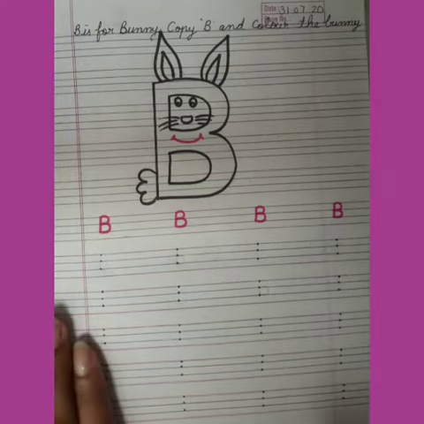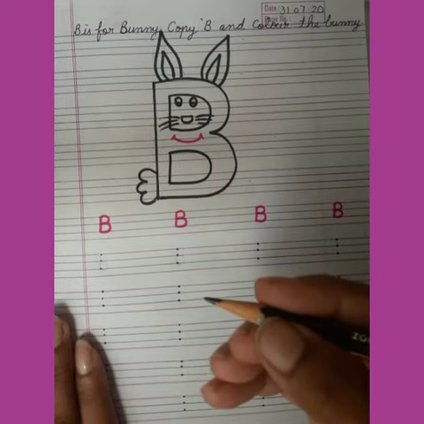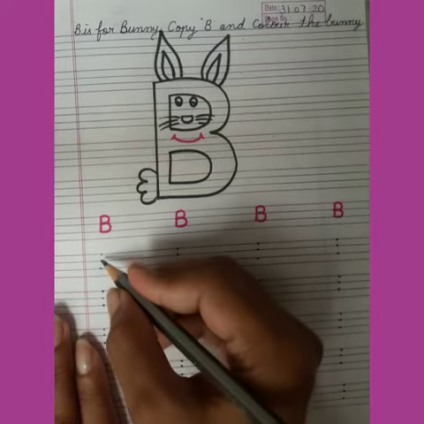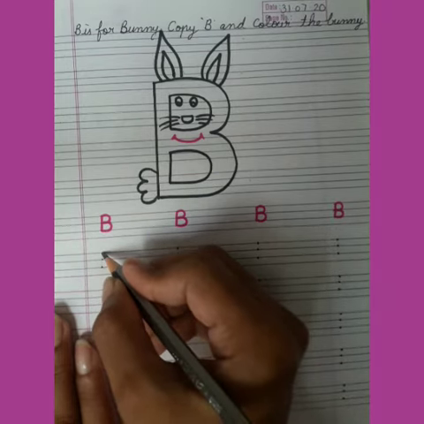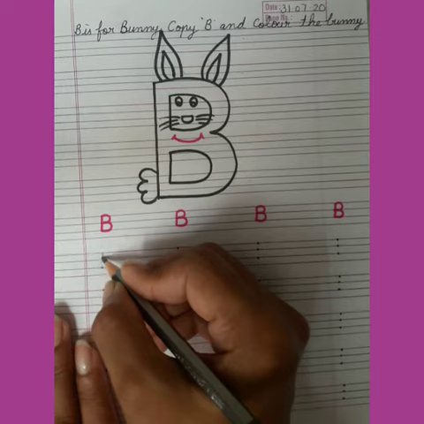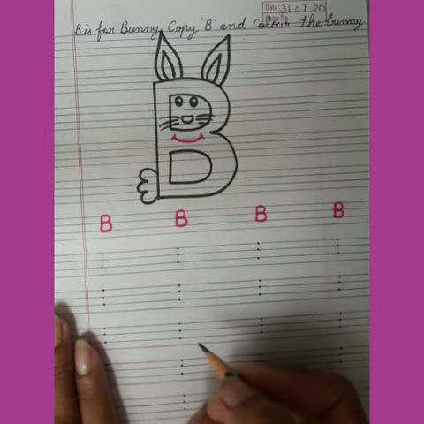Put your left hand on the notebook. Hold the pencil tightly like this. See, these are three dots. Sabse pehle aapko standing line banani hai. You have to make standing line like this.